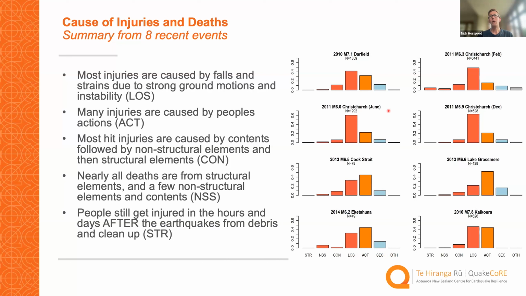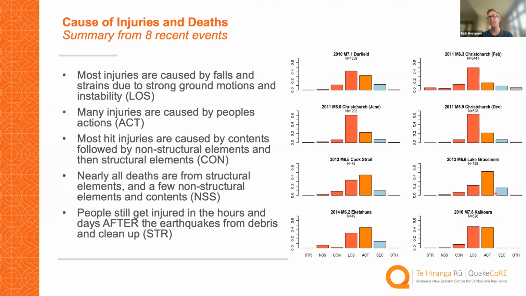Now, what we can see is we have the Christchurch earthquakes up the top, Cook Strait, Lake Grassmere, Eketahuna, and Kaikoura. What we can see is that for the 3 most severe earthquakes, the Darfield, Christchurch, and Kaikoura, the predominant number of injuries are from loss of stability, so falls and strains. We also have a large number of injuries from actions. And then for quite damaging earthquakes, such as Christchurch, we have a number of structural, non-structural, and content-related injuries. For those smaller earthquakes with less severe shaking, such as the Cook Strait earthquakes, that's dominated really by contents and not so much structural or non-structural related injuries.